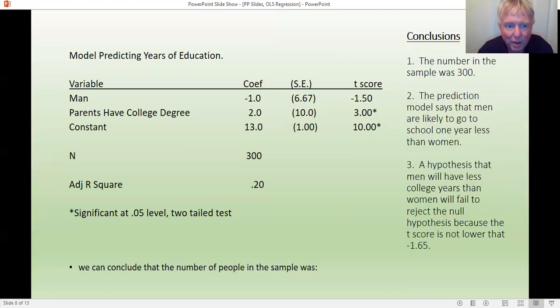Other conclusions. One, this table tells us that the number in the sample was 300. That's a nice large sample. So the number was 300. The prediction model says that men are likely to go to school 1 year less than women because of that -1 coefficient. A hypothesis that men will have less college years than women will fail to reject the null hypothesis because the t-score is not lower than -1.65.